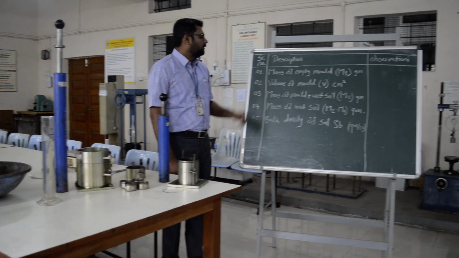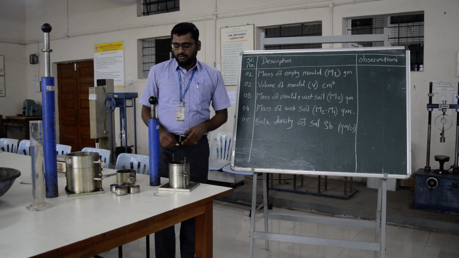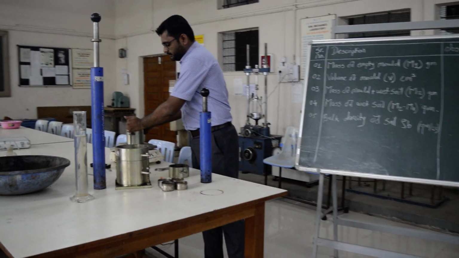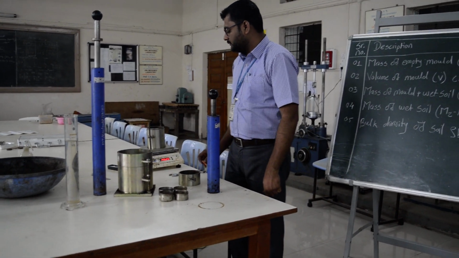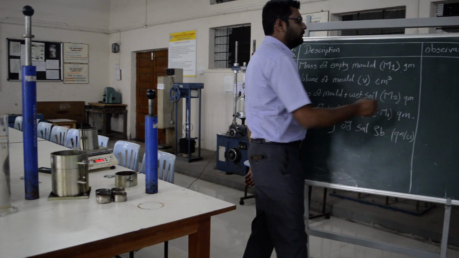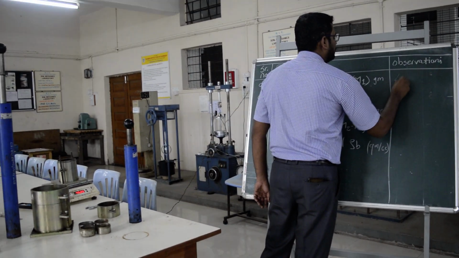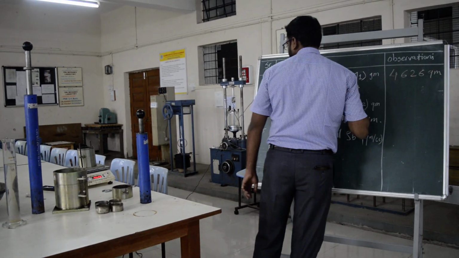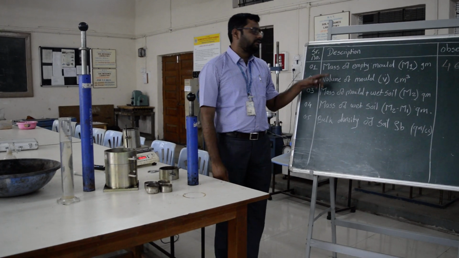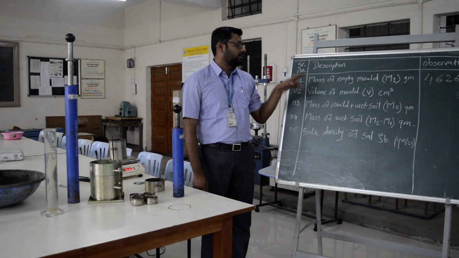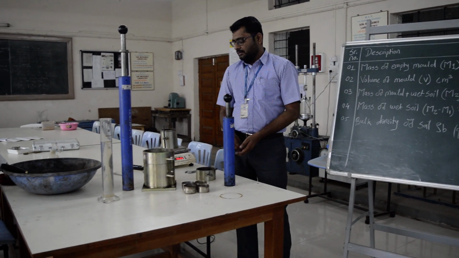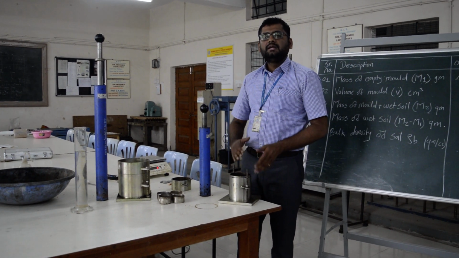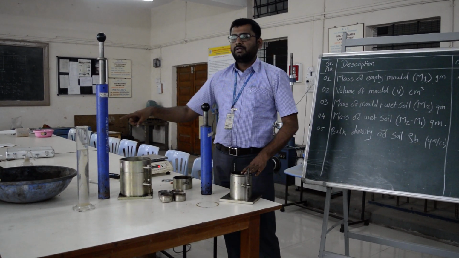So the first observation is the mass of the empty mold. If I take the observations of the standard Proctor mold, the mass of the empty mold is 4626 gram. So the first observation, which will remain common for all the observations, is the mass of the empty mold, M1. Then we have to compact the soil into this mold in 3 equal layers, and for that we have to prepare the soil sample.